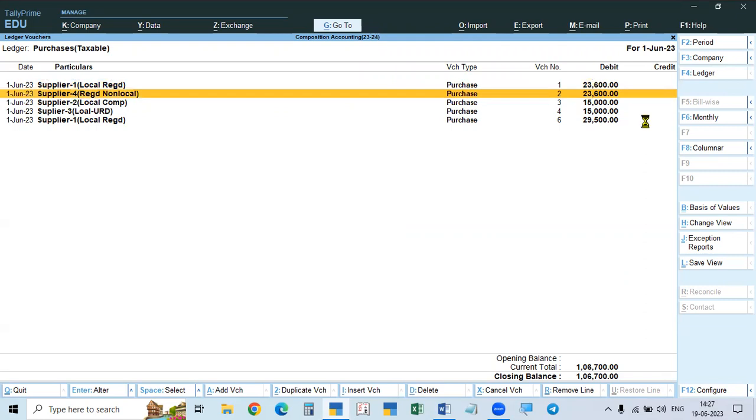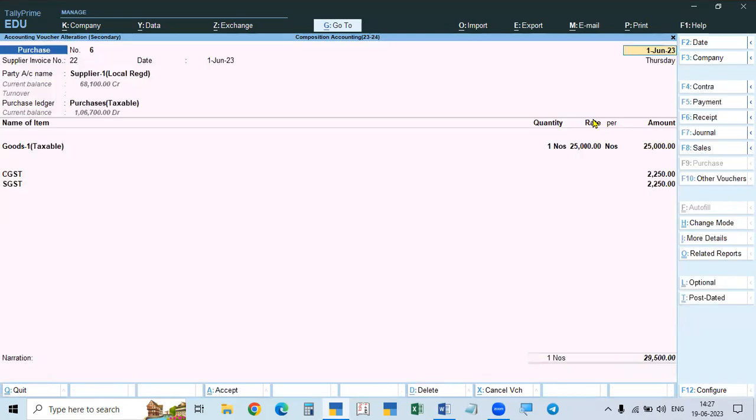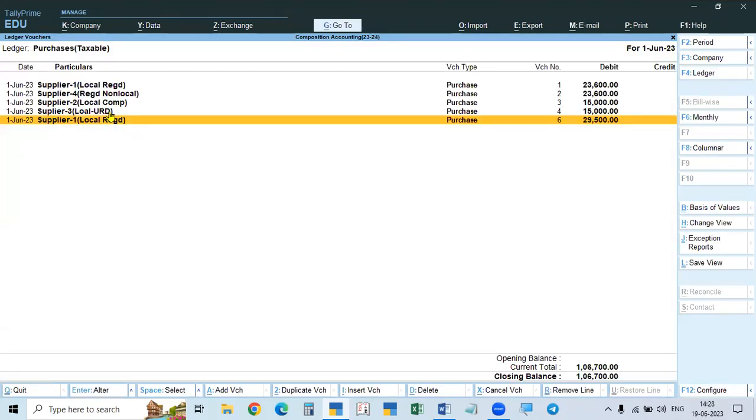This is also purchase from registered, non-local, it is registered only. This is also local registered, when the goods are taxable. If the goods are not taxable, whether purchase from local or non-local registered persons, only for taxable goods will the tax be there. For non-taxable goods, that is nil-rated or exempt goods, there will be no tax, as well as unregistered dealers and composition dealers. If you purchase from them, there will be no tax.